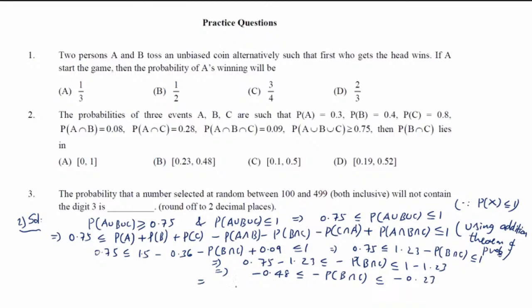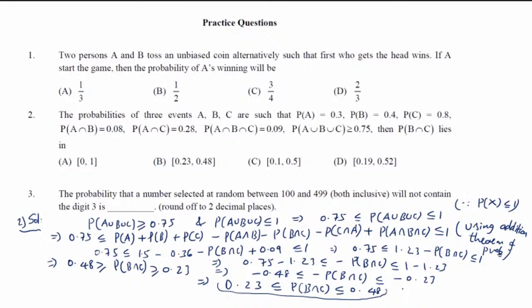So multiplying all three sides by minus, the inequality will be reversed. So this is finally 0.23 less than or equal to P of B intersection C less than or equal to 0.48. Previously, after multiplying by minus, less than or equal to becomes greater than or equal to. Anyhow, this is the answer: 0.23, 0.48. So that means the closed interval 0.23, 0.48. So accordingly, the answer is option B.